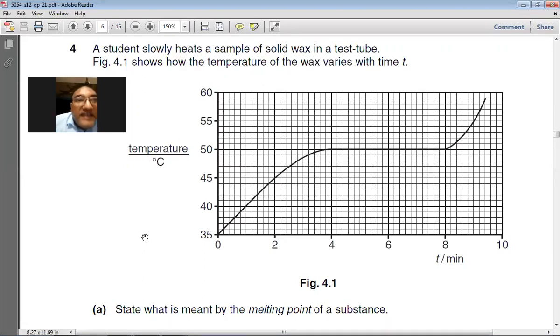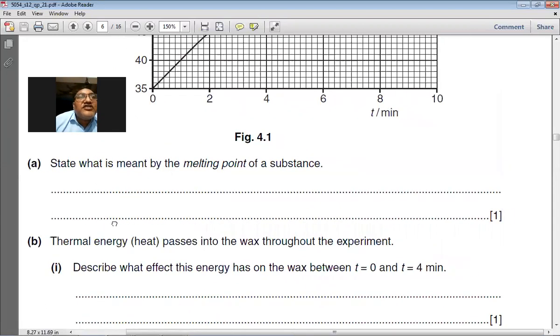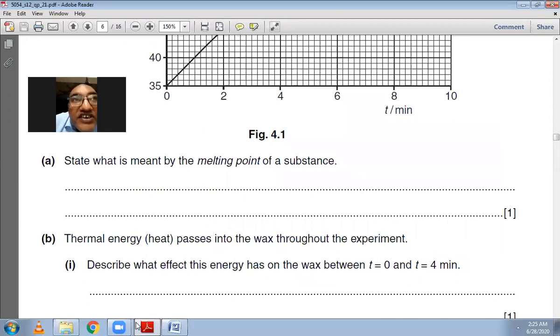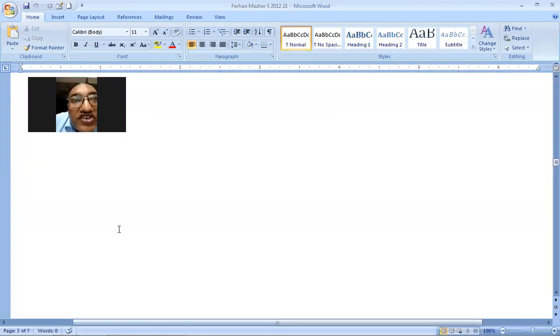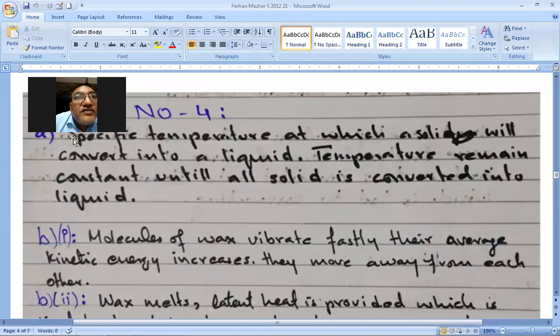Question number one is: state what is meant by melting point of a substance. Melting point of a substance is a specific temperature, or a fixed temperature, at which solid converts into liquid. It's the definition. It's a 1 mark definition. I've written this on a paper. Let me read that also.